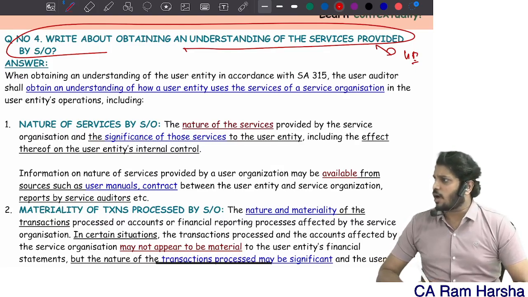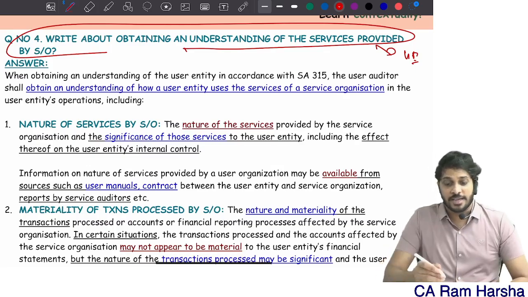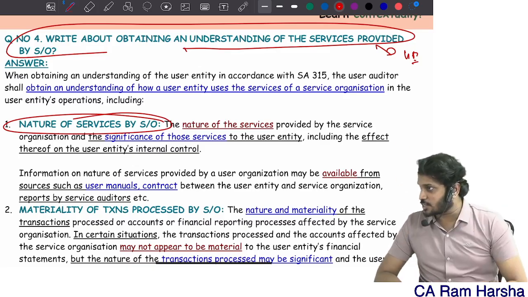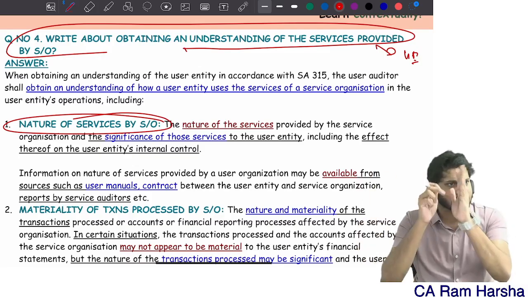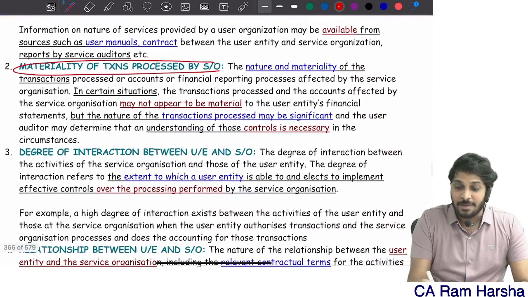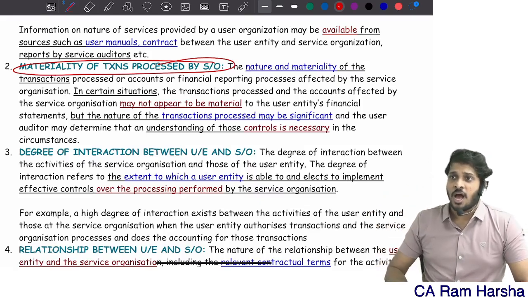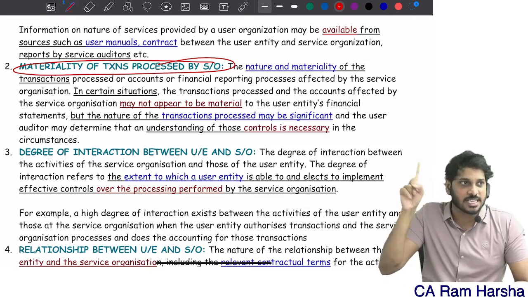Like you need to understand what service they are providing. Now you understood that they are affecting financials. Now what service are they providing? Nature of service: payroll, inventory maintenance, accounting records maintenance, what reconciliations, GST reconciliation work, what exactly they are providing. What is the materiality of the transactions processed? Okay, they are providing GST related work. How much percentage or volume, the materiality of the transactions, are they processing?